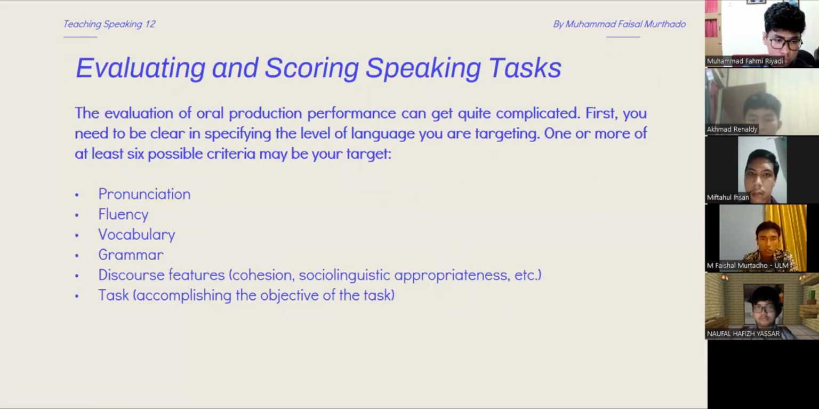Evaluating and scoring speaking tasks. The evaluation of oral production performance can get quite complicated. First, you need to be clear in specifying the level of language you are targeting. One or more of at least six possible criteria might be your target. First, pronunciation, then fluency, vocabulary, grammar, discourse features, cohesion, sociolinguistic appropriateness, etc. Or task, accomplishing the objective of the task. Next slide.